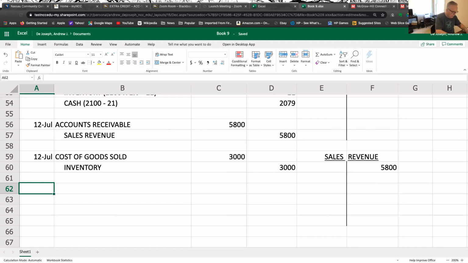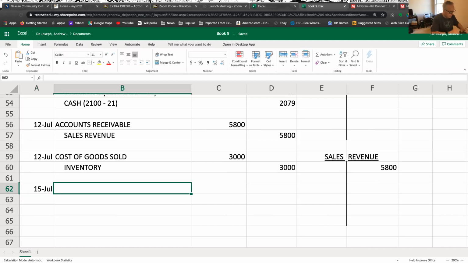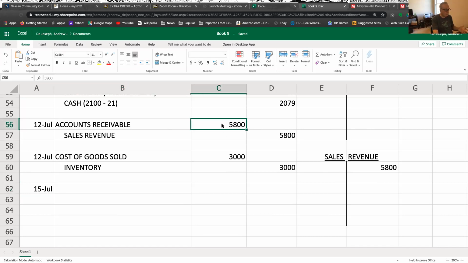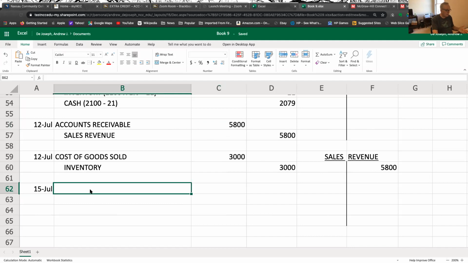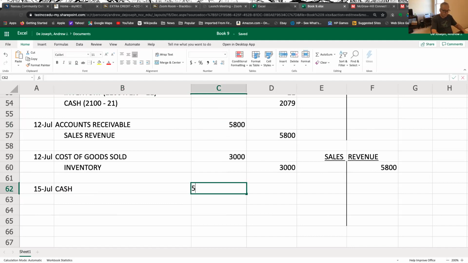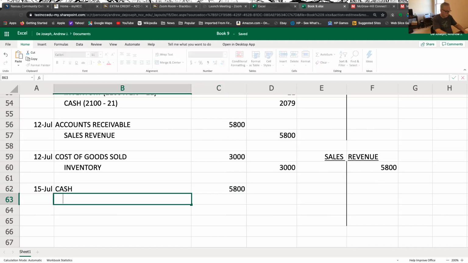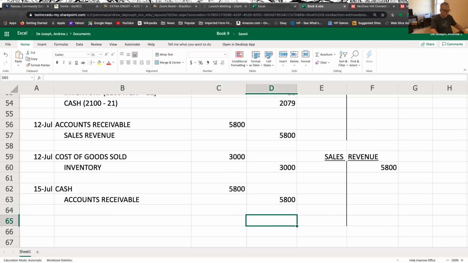July 15th. Received full payment from customers related to the sale on July 12th. Well, this is the sale on July 12th, so these people are paying me. Debit cash, credit accounts receivable. All right, that was simple enough.